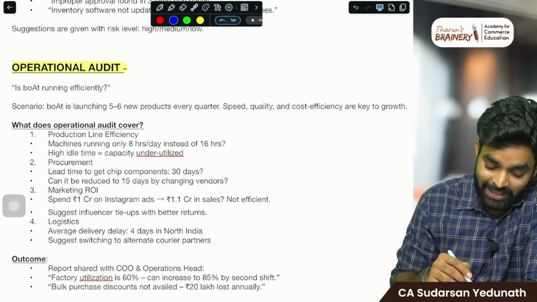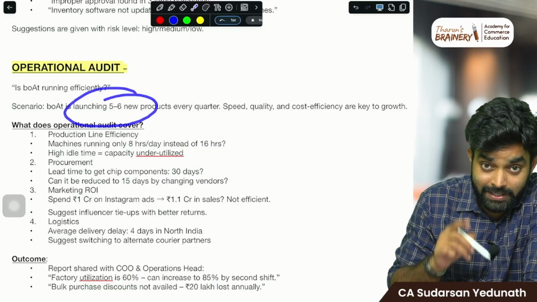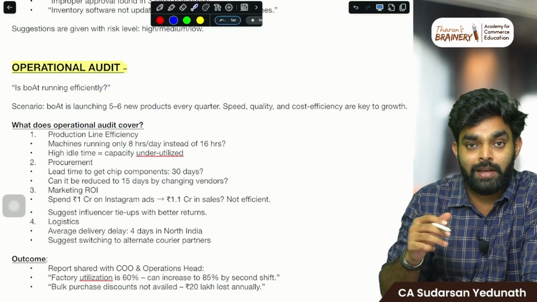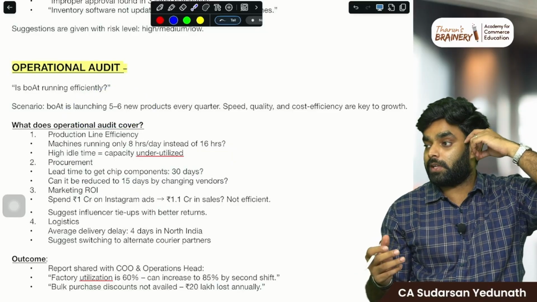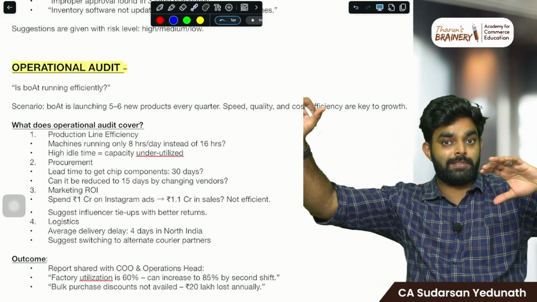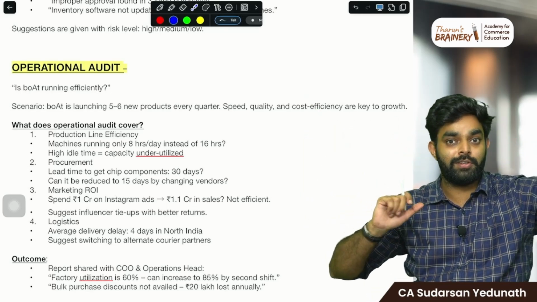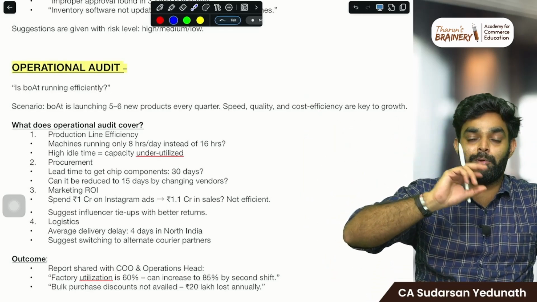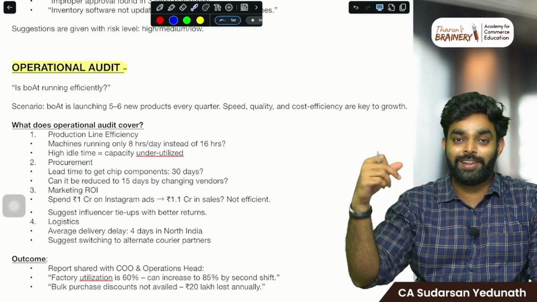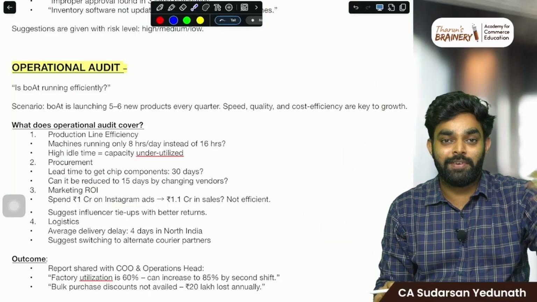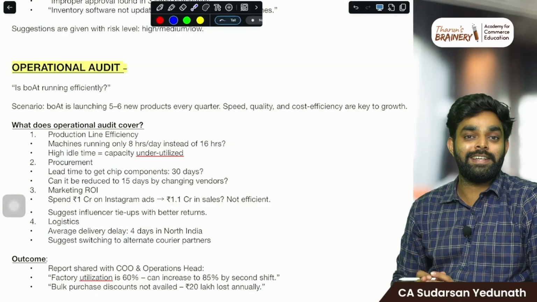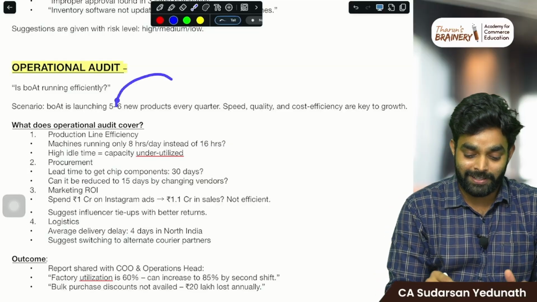That is the question. Boat is launching 5 to 6 new products every quarter. Every quarter they are launching new earphones, like AirPods 191 Plus, earphone 321 Pro, with Bluetooth 5.1 and some extra features. When the IPL comes, they'll launch an IPL edition. Boat will be launching a lot of products like this, right?